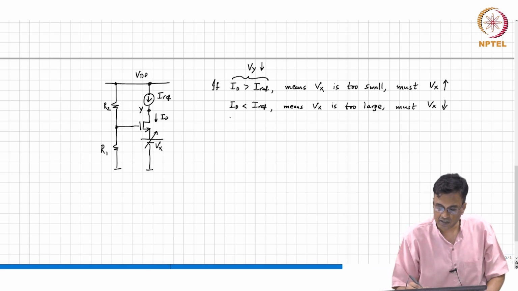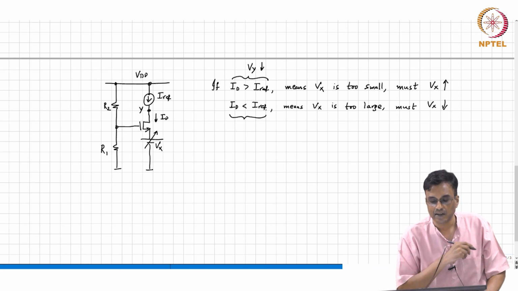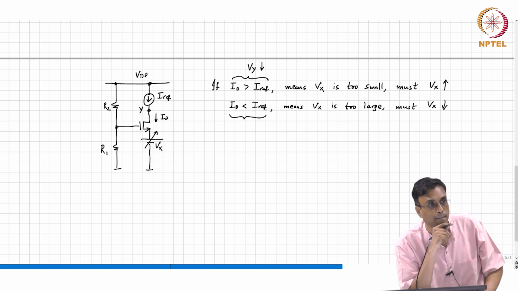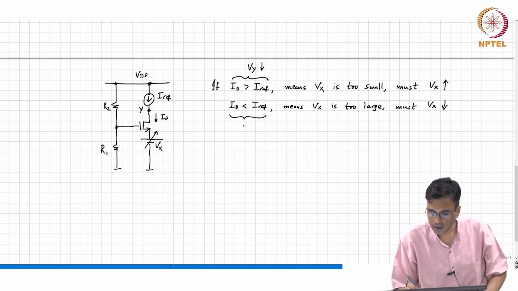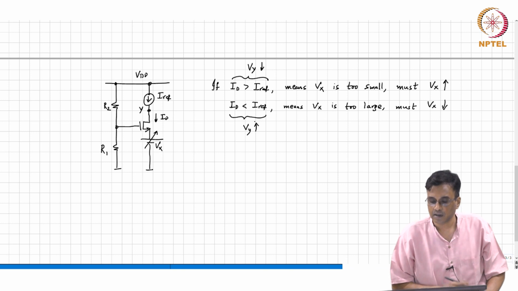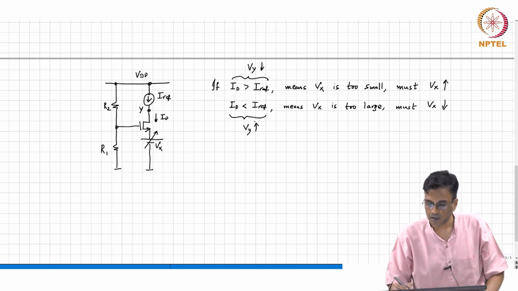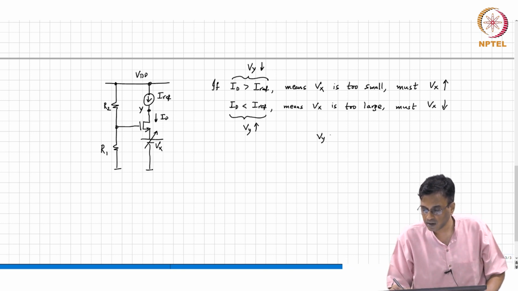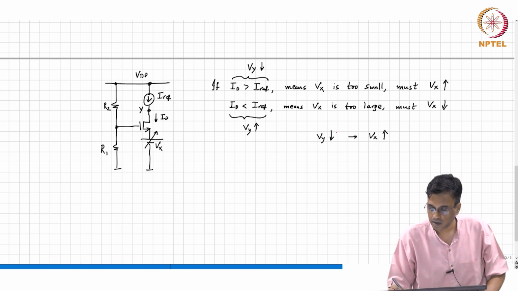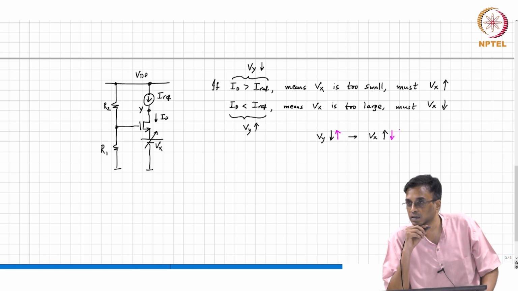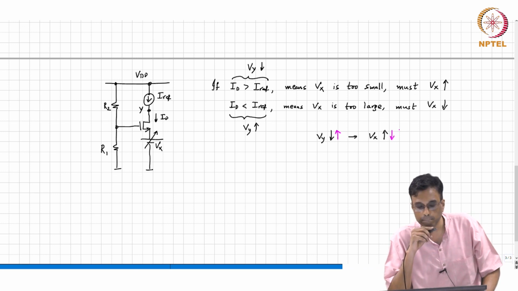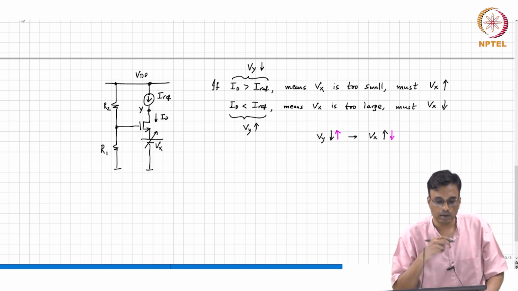Now, in a similar vein, if ID is less than IREF, what will happen to VY? VY will increase. Therefore, the bottom line is that if VY goes down, VX must be increased, and if VY goes up, VX must be decreased. Okay.